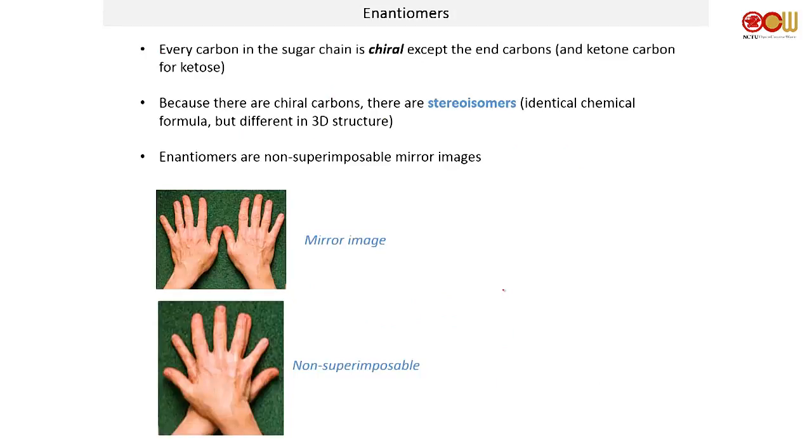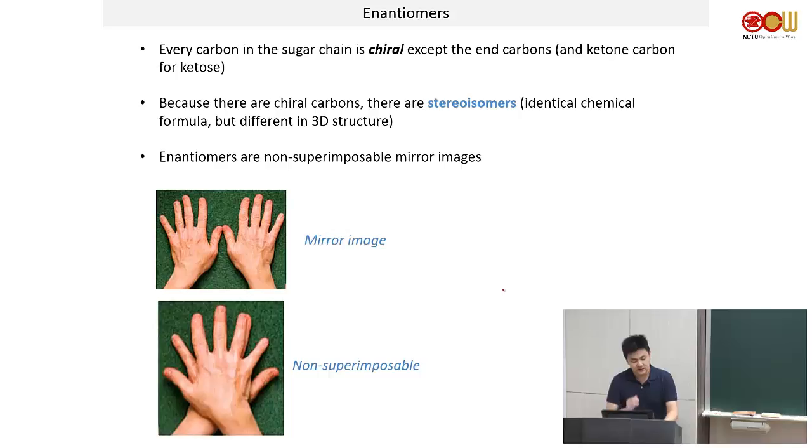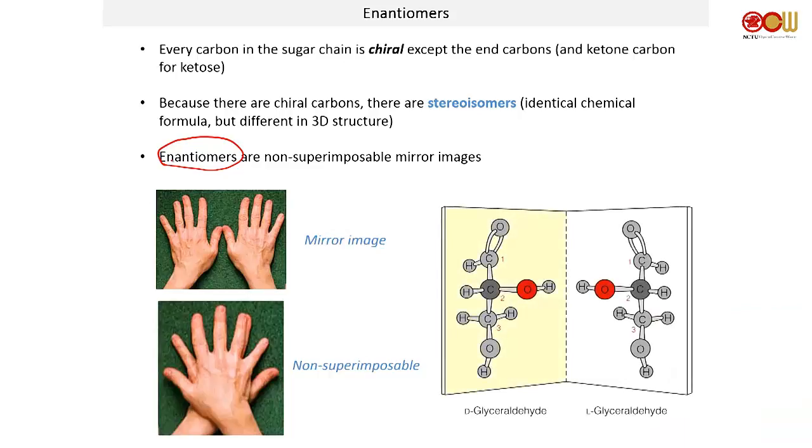Now, because there are chiral carbons, that means that there are going to be stereoisomers for the different sugars. The first type of stereoisomer we're going to talk about is the enantiomers. You learned this back in organic chemistry, so don't worry too much about it. Enantiomers are things that are mirror images of each other. So they're a complete mirror image.